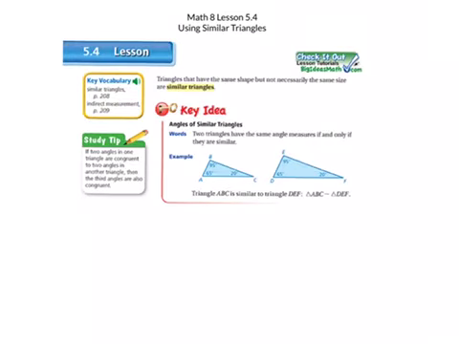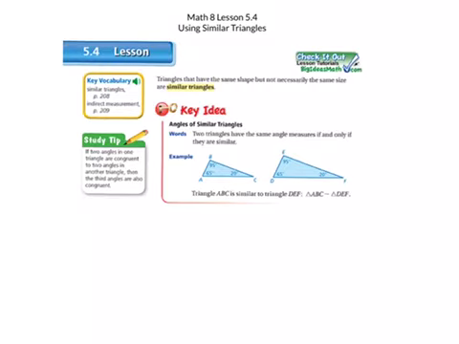Okay, for this lesson, we are using similar triangles. You're going to find whether two triangles are similar by checking their angle measures, or you're going to determine what the angle measures are if it in fact tells you that the triangles are similar. Triangles that have the same shape but not necessarily the same size are considered similar.